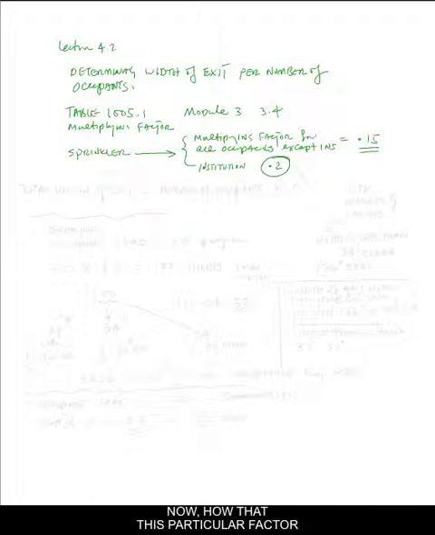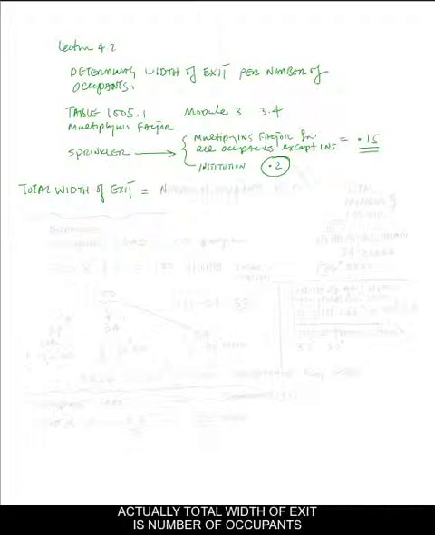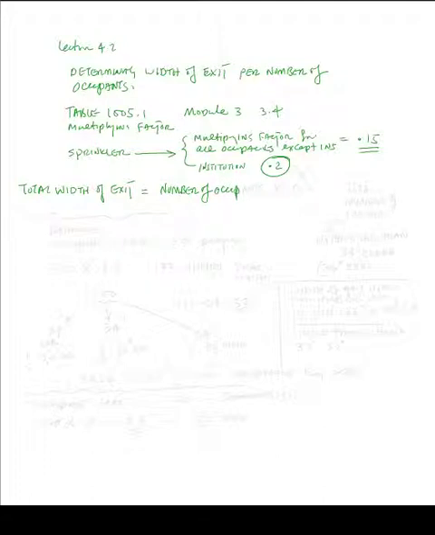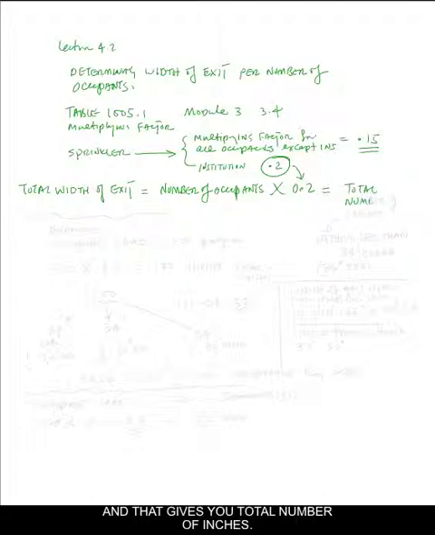Now, how does this particular factor come into play for the width of the exit? The formula for total width of exit is number of occupants multiplied by 0.2, which is this factor. And that gives you total number of inches.